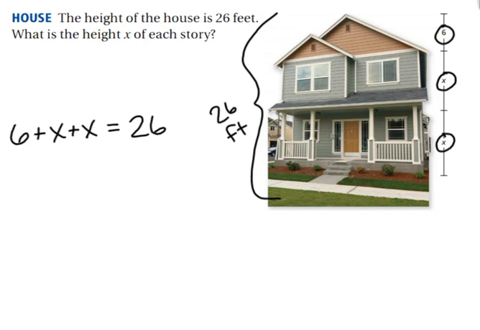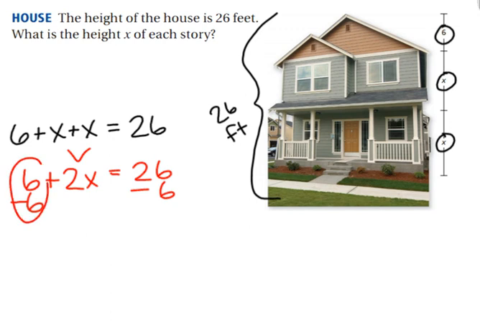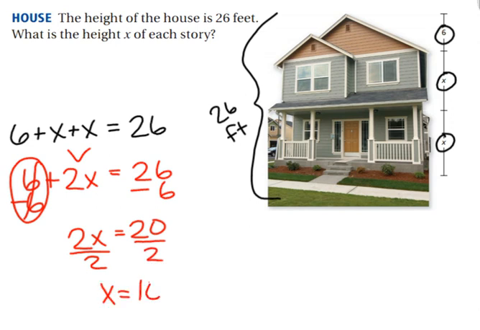Okay, combine like terms. X plus x is 2x. Subtract your constant from both sides. So 2x equals 20. And then when you divide by 2, x equals 10. Since this is a geometry problem, we've got some context. We want to make sure we include units. And then it asks for the height of each story. So this one, they told us was 6 feet. This one is 10 feet. And this one is also 10 feet.